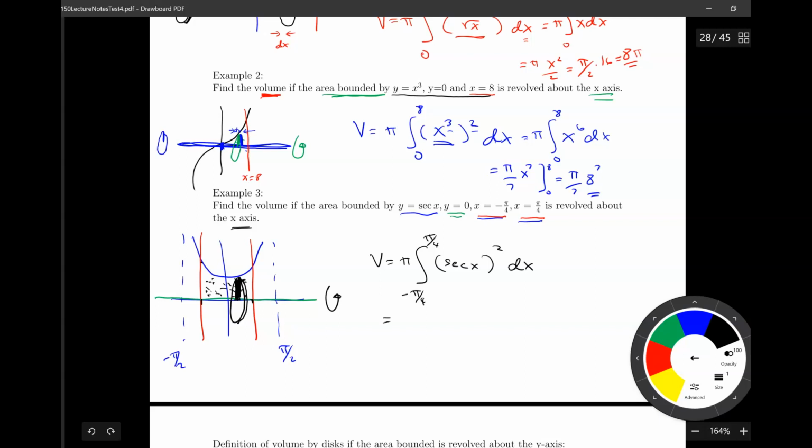So we know the antiderivative of secant squared. That's tangent. Negative pi over 4, pi over 4. Do you think this will be a positive number? Let's check it out. So I have tangent of pi over 4, subtract off tangent of negative pi over 4. You should be able to do this without your calculator. So this gives me 1, and I'm subtracting off a negative 1. So this gives me 2, so I get 2 pi.